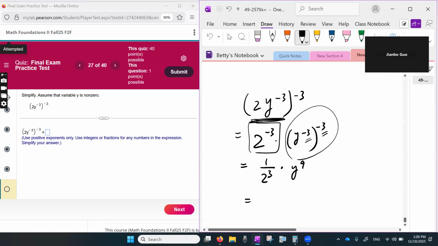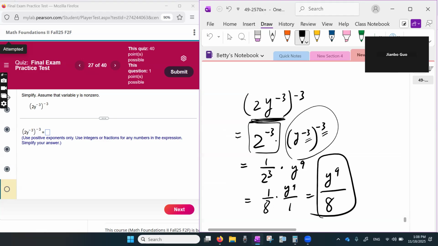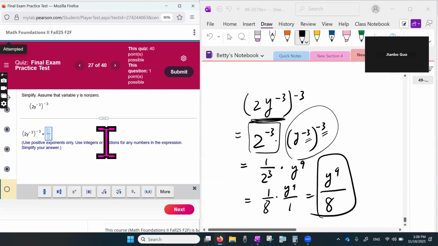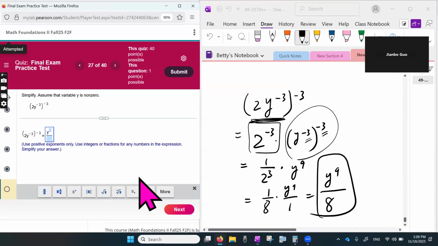2 to the power 3 is 8, 1 over 8. I encourage you to use a calculator. Do not write 2 to the power 3 equals 9. 2 to the power 3 is 8. 2 times 2 times 2, right? And then we would have y to the power 9 all over 8. And that's the final answer. Y to the power of 9 all over 8.